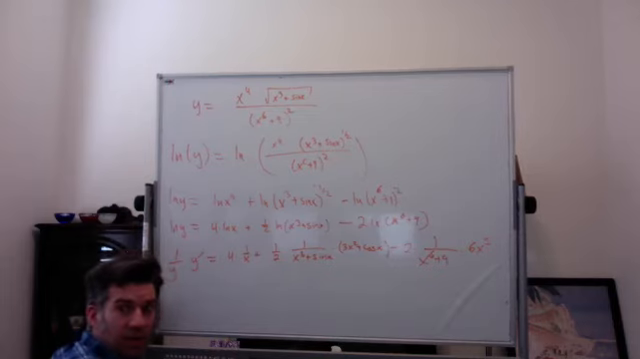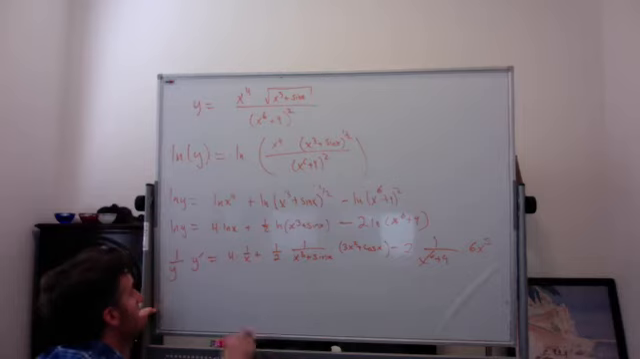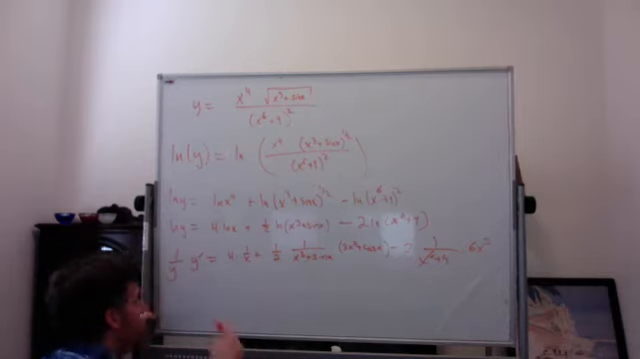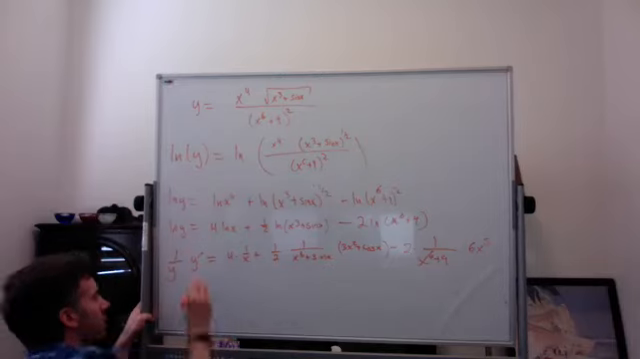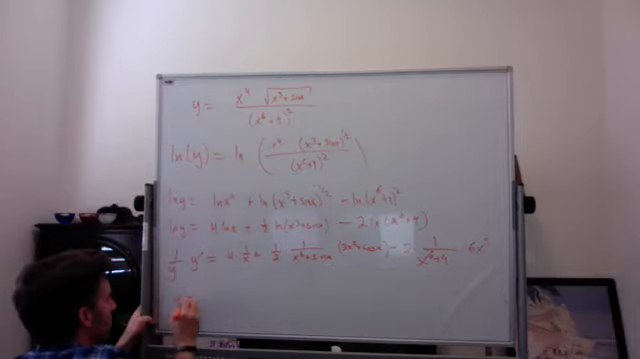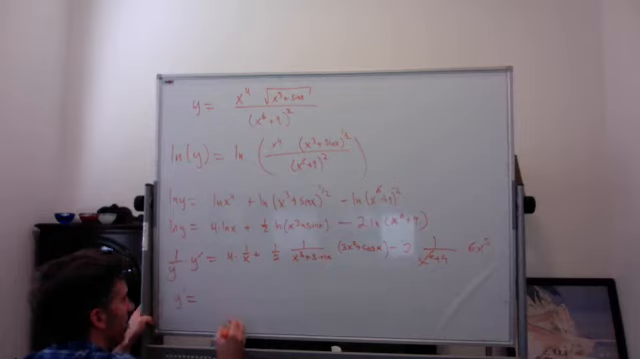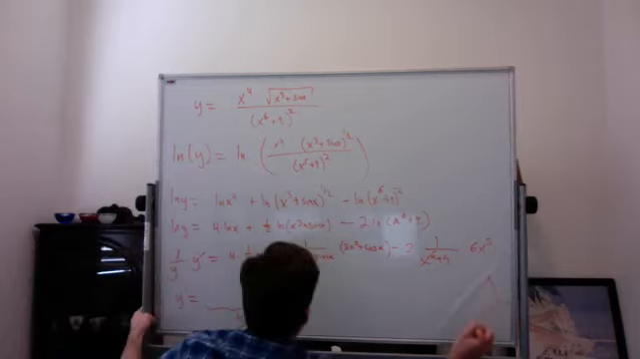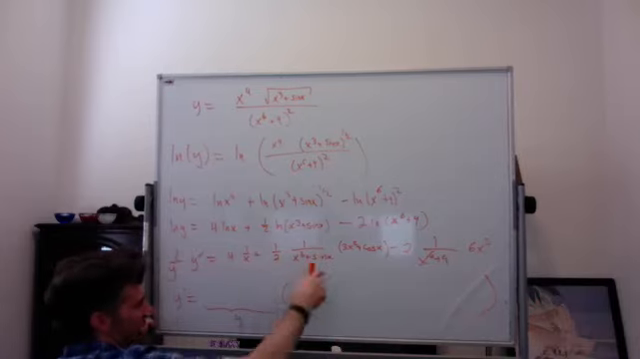And finally, there's one last step. You have to multiply everything by y. Well, it's actually kind of 2 steps: multiply everything by y and rewrite what y is. So I'm going to say y prime is equal to y times all of this. And I'm going to simplify this a little bit.